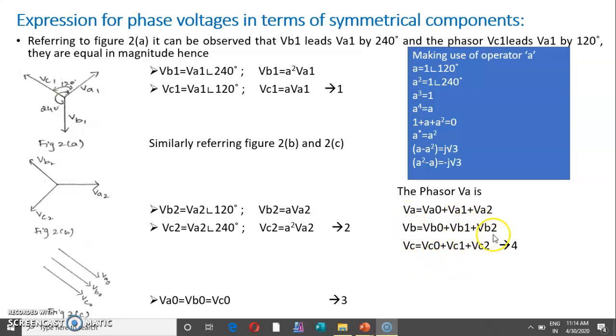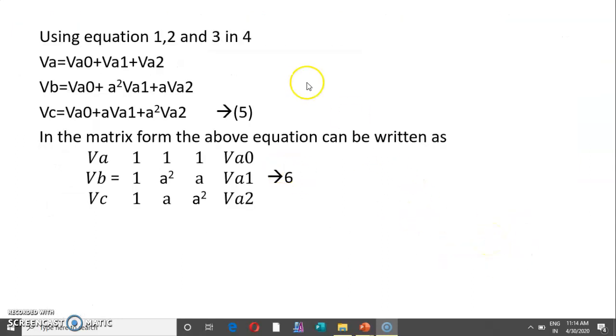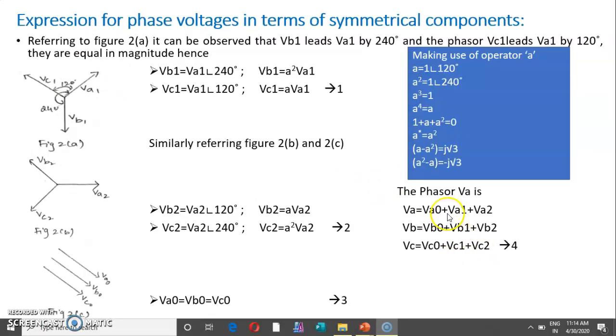Now, this equation I am going to write in matrix form. Before writing it in the matrix form, I will include here the VA1, VA2 equations. VA1, VB1, VC1 you already know. VA1 as it is we will keep. VB1 is equal to A square into VA1, so replace this by A square into VA1. VC1 is A into VA1, so replace this by A into VA1. VA2 as it is. VB2 we got as A into VA2, so replace this by A into VA2. VC2 we have got as A square into VA2, so replace this by A square into VA2.